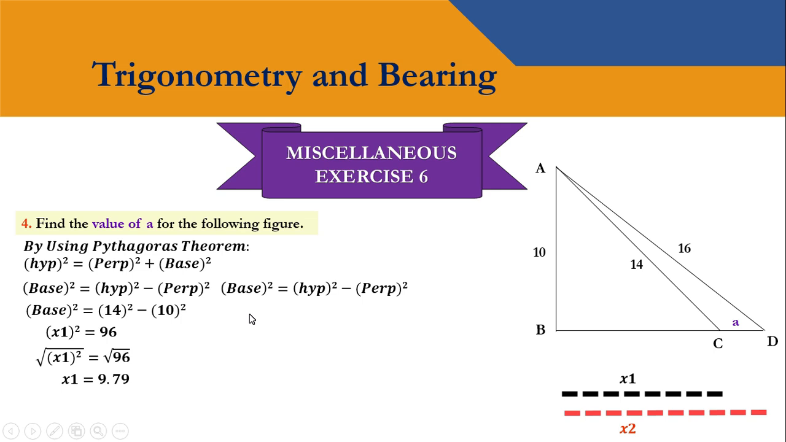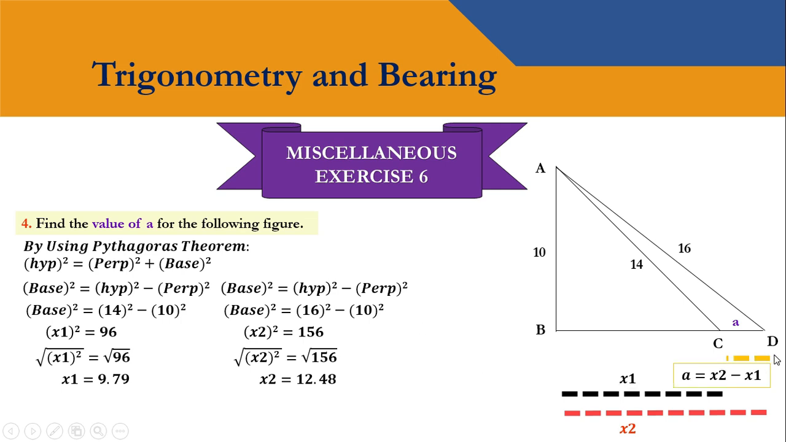Now to calculate the base of the second triangle, which is denoted here as x2, we again use the Pythagoras theorem. The base square is equal to hypotenuse square minus perpendicular square. Putting in the values of perpendicular and hypotenuse, we get the base of our second triangle, which is equal to 12.48. Now we need to calculate the distance between C and D, which is the difference of both bases, x2 minus x1. So we subtract x1 from x2 and we get the value of a, which is equal to 2.69. So that's all about question number 4.